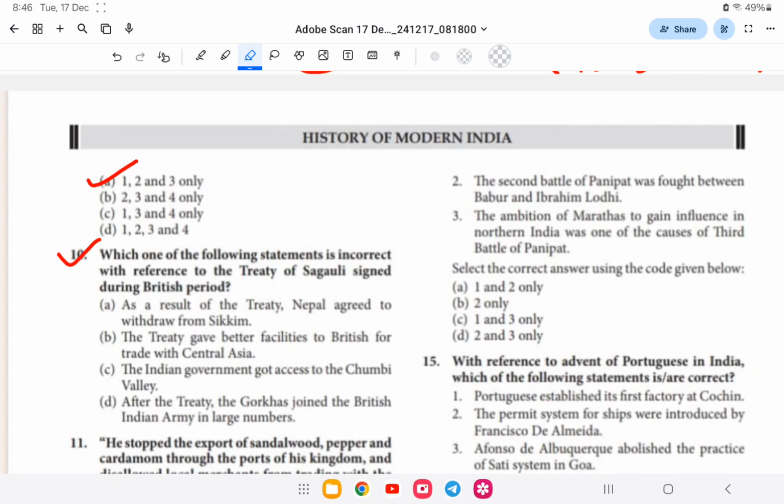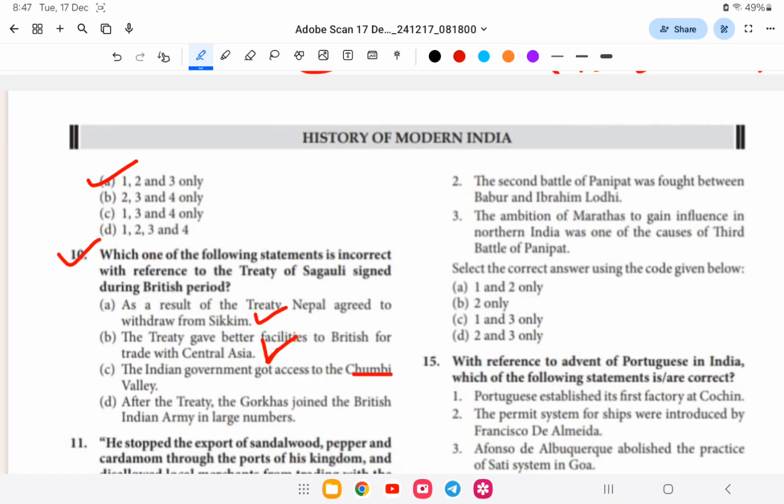As a result of the treaty, Nepal agreed to withdraw from Sikkim. So this is correct, it means Nepal withdrew from Sikkim. Option number B, the treaty gave better facilities to the British for trade with Central Asia. Since Nepal is the route to China, it gave more trade opportunities. So B is also correct. The Indian government got access to the Chumbi Valley.